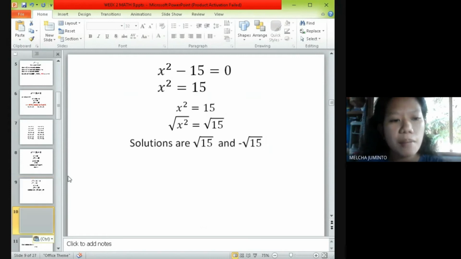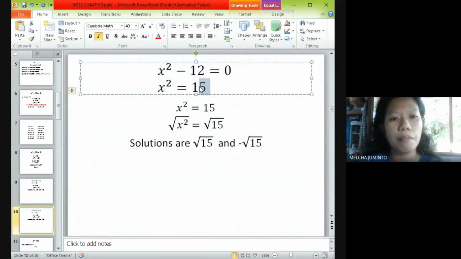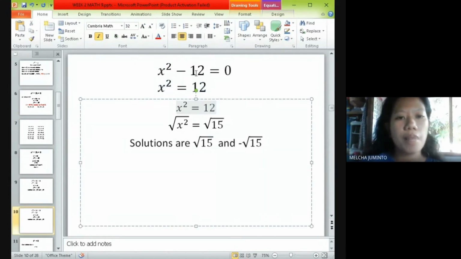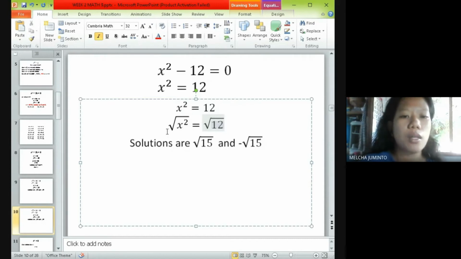Let's have another example. Let's say, for example, I will use 12. X squared minus 12 equals 0. First step, transfer negative 12 from this side to the other side. It will become x squared equals 12. Naging positive siya because I transferred 12 from left to right. And the next step is to extract the square roots of both sides. It will become the square root of x squared equals the square root of 12.